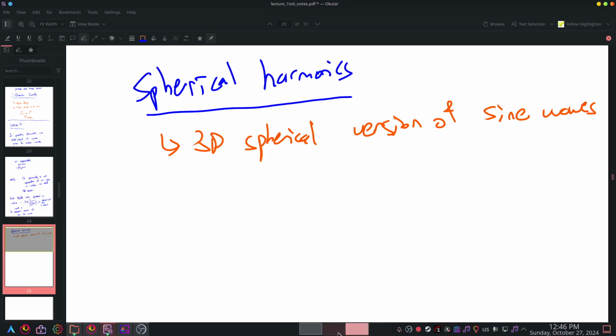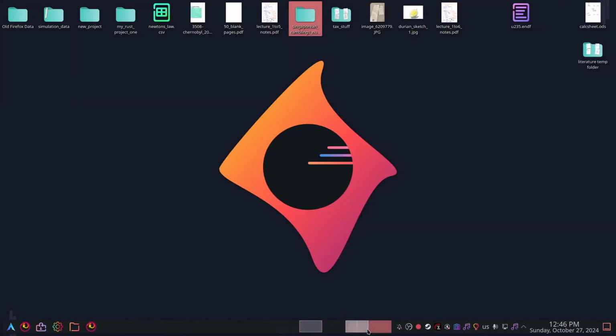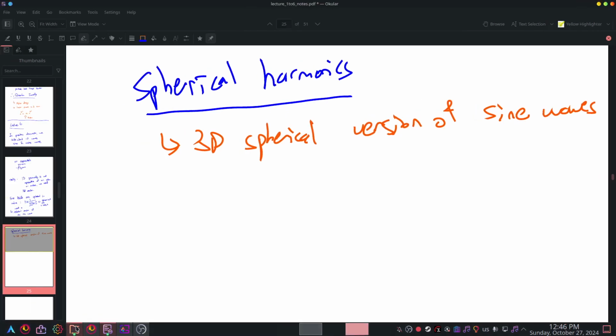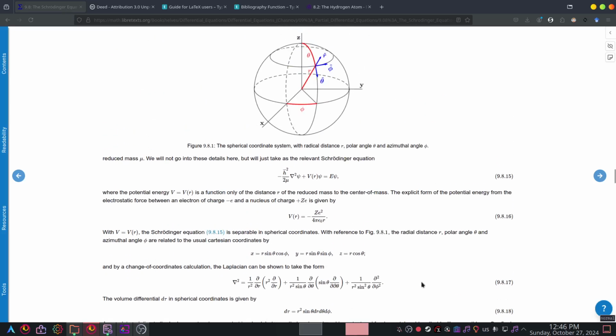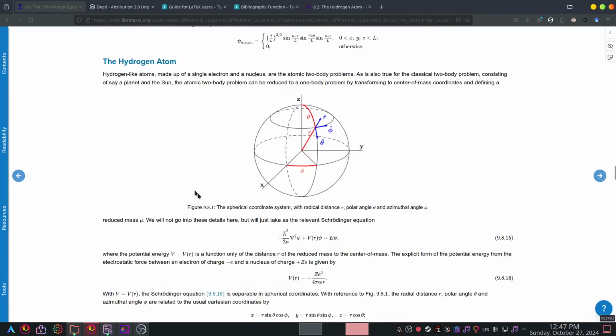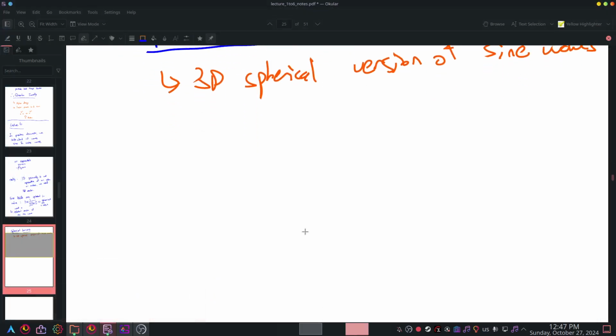Okay, spherical harmonics. So the Schrodinger equation, when you talk about spheres and spherical harmonics, you will usually look at it in the context of a hydrogen atom. Why hydrogen atom specifically? Because the hydrogen atom is basically the simplest atom there is. So spherical harmonics is explored in the hydrogen atom.